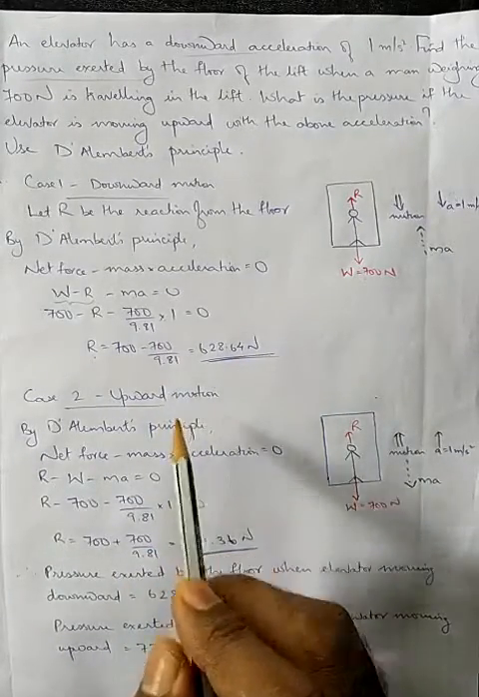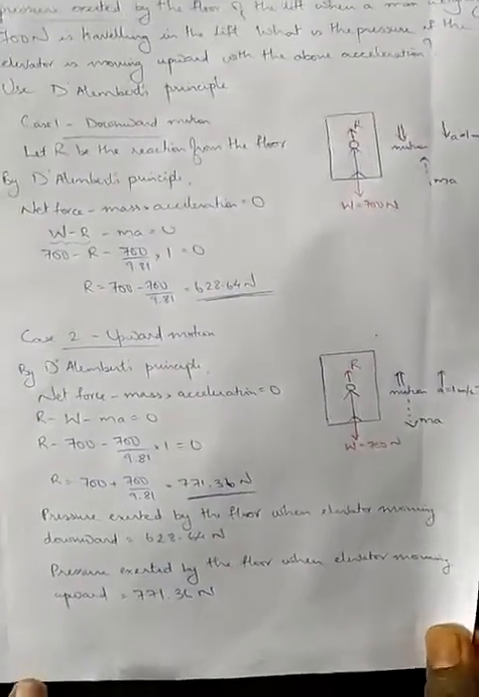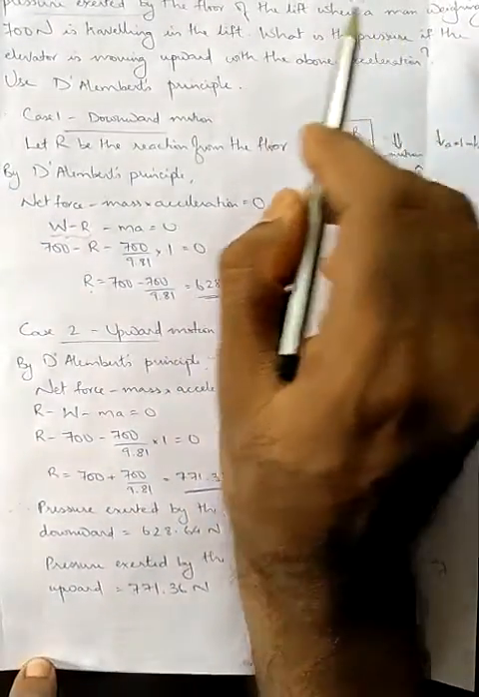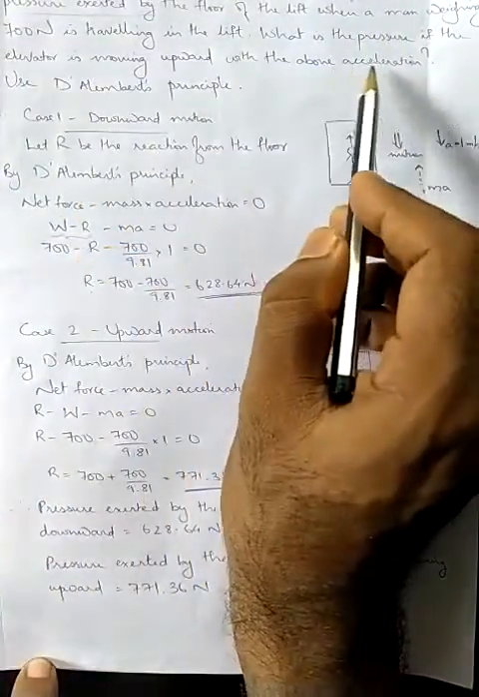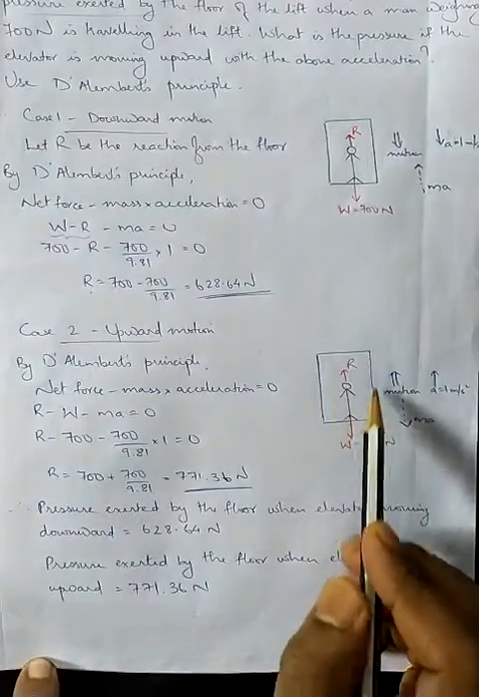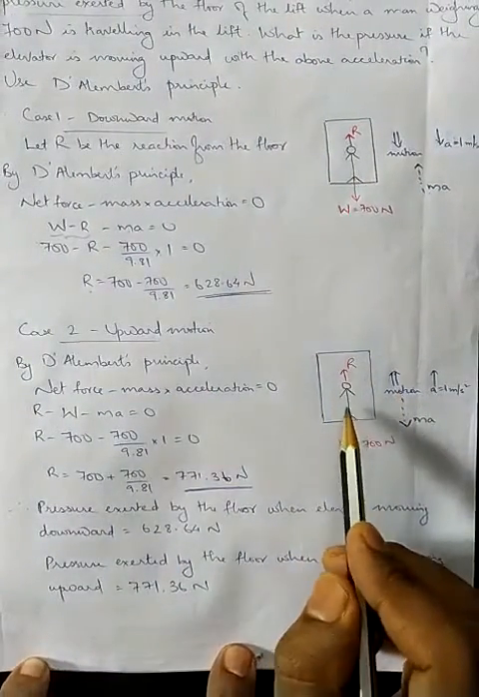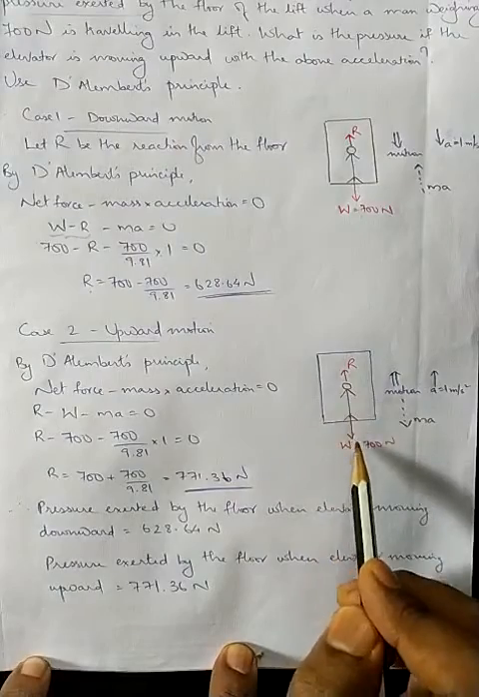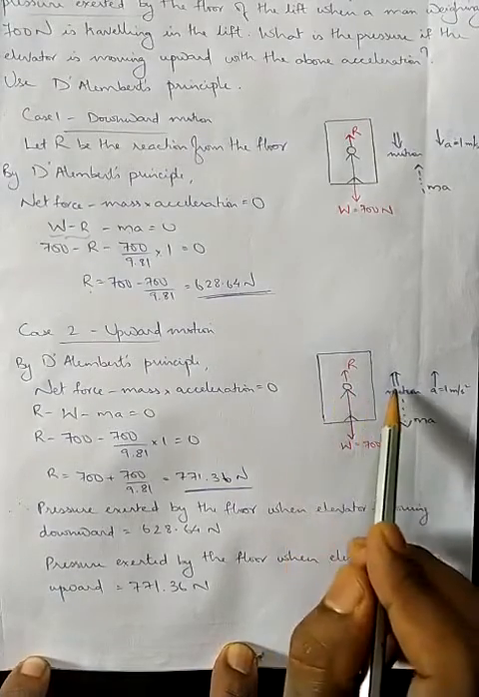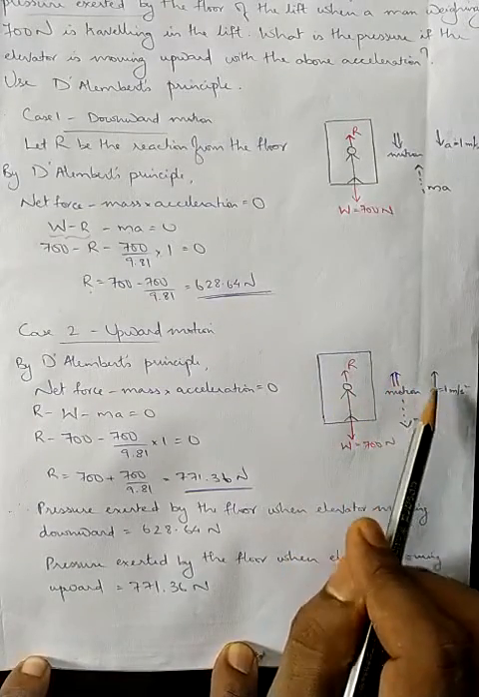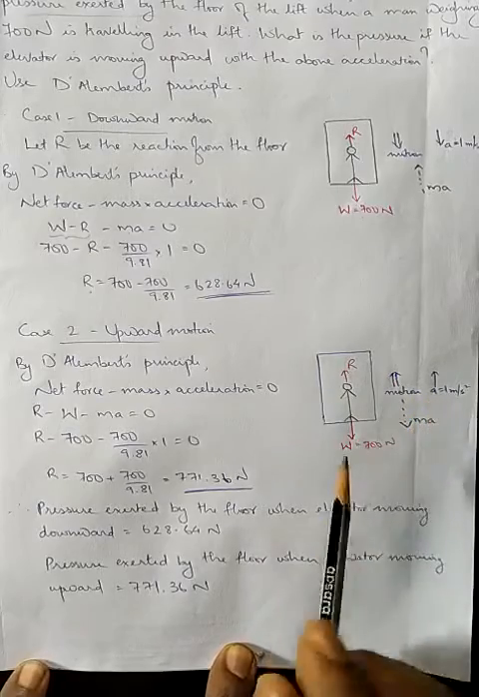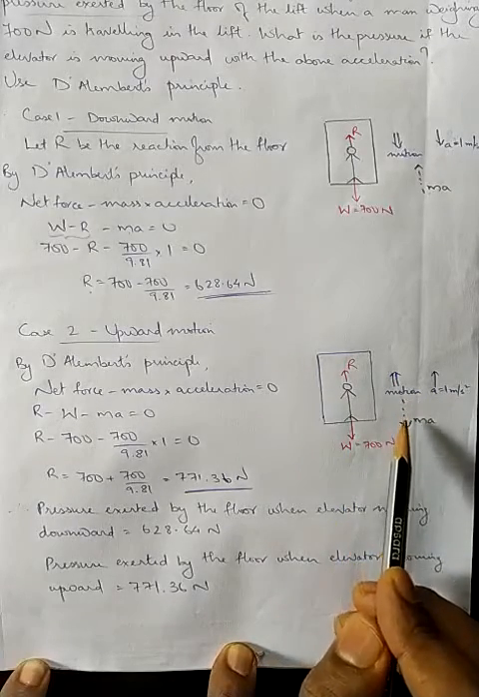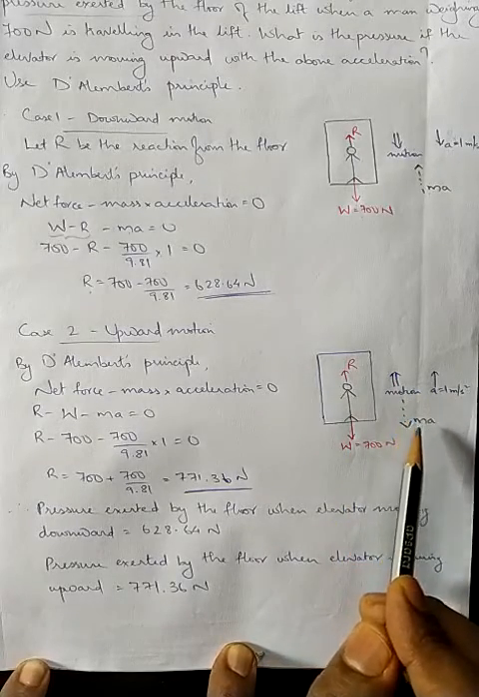Similarly, the next case, upward motion. What is the pressure if the elevator is moving upward with the above acceleration? So the motion is upward. The same figure, man is standing over here, weight is acting downwards, there is a reaction from the floor, motion is upwards, acceleration is upwards, which is 1 meter per second square. Then there is an inertia force opposite to the direction of motion.